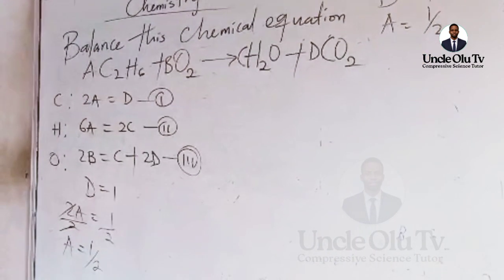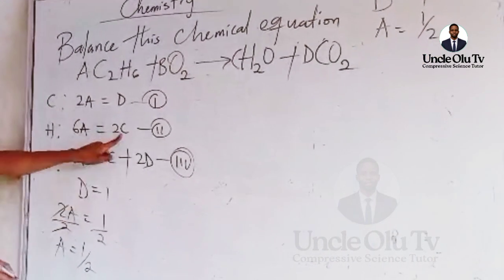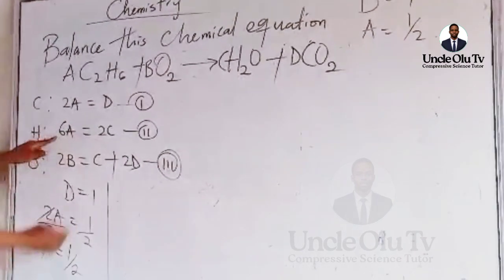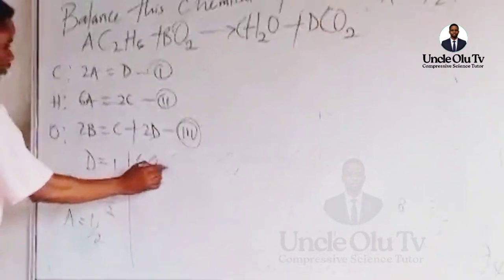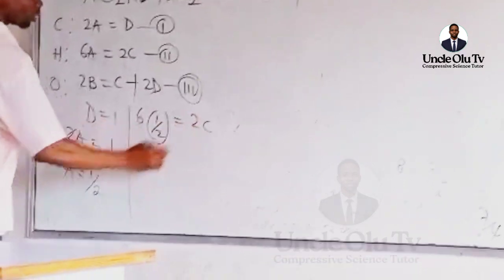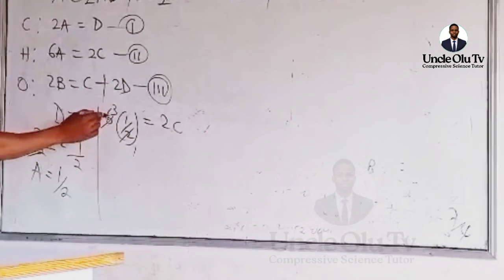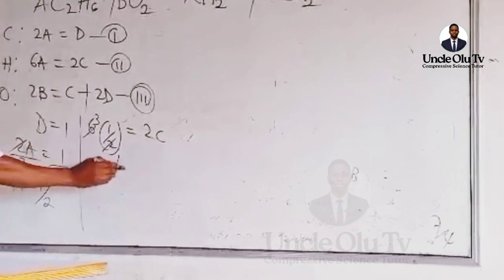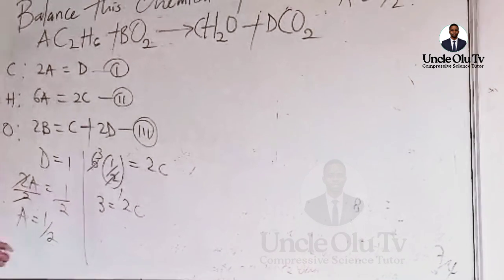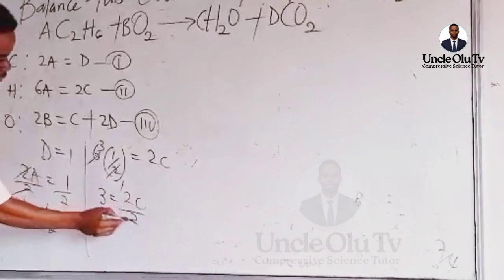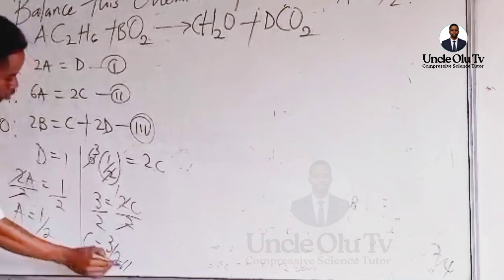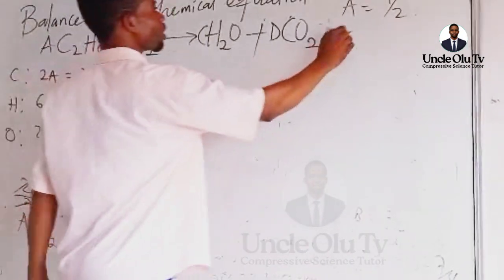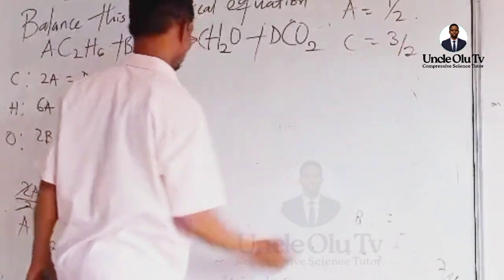Now that we have gotten A and D, let's get C from here. 6 into bracket, what's our A? Our 1 over 2, equals 2C. 2 here 1, 2 here 3. 3 times 1, 3, equals 2C. I'll divide those by 2 because I'm looking for C. C equals 3 all over 2.